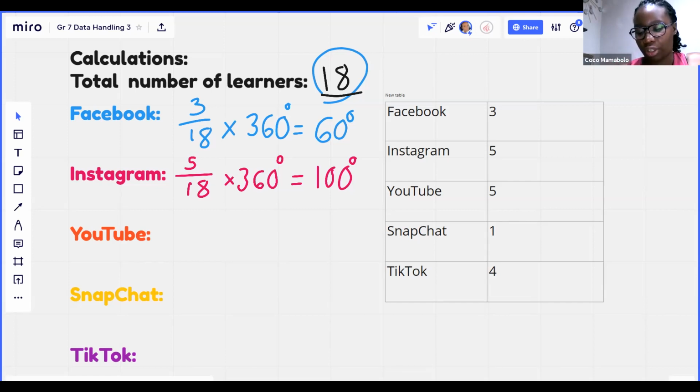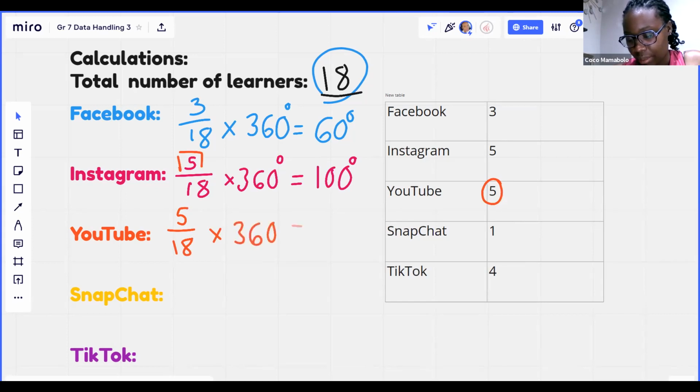Okay, let's do the calculation quickly. See how YouTube also has 5 people, the same way Instagram also had 5 people. So if we do this calculation, it's going to look exactly like the one for Instagram. It's going to look like this: 5 divided by 18 times 360. How much is that going to give us? It's the exact same sum again. So how much are we going to get? 100 degrees. Exactly, 100 degrees. You see that wasn't that difficult? Yes, ma'am. Easy stuff.